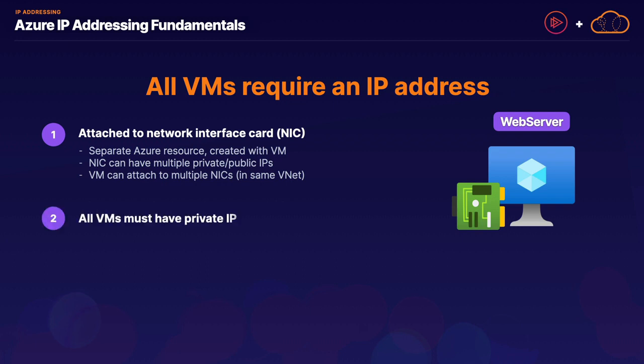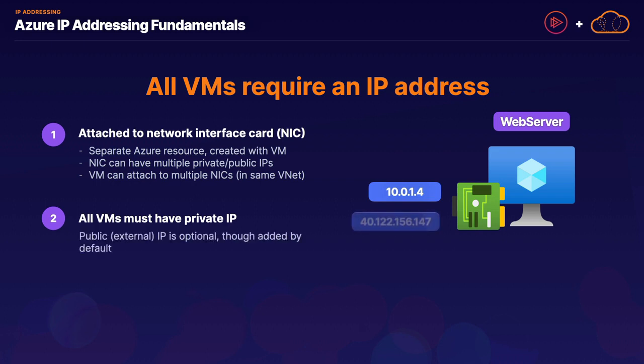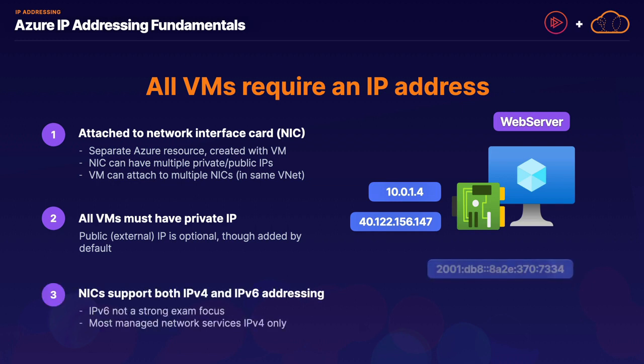Sticking with our theme of the fundamentals, you also need to know that all virtual machines must have a private IP address associated with it. Well, at least associated with the network interface if we want to be exact. By comparison, a public or an external IP address is technically optional, although you'll notice that when you create a virtual machine with its defaults, it will add it on by default as well. That said, keep in mind that private IP addresses are the only required type of address, and a public IP address is technically optional. Finally, the last fundamental to be aware of is that network interfaces support both IP version 4 and IP version 6 addressing.